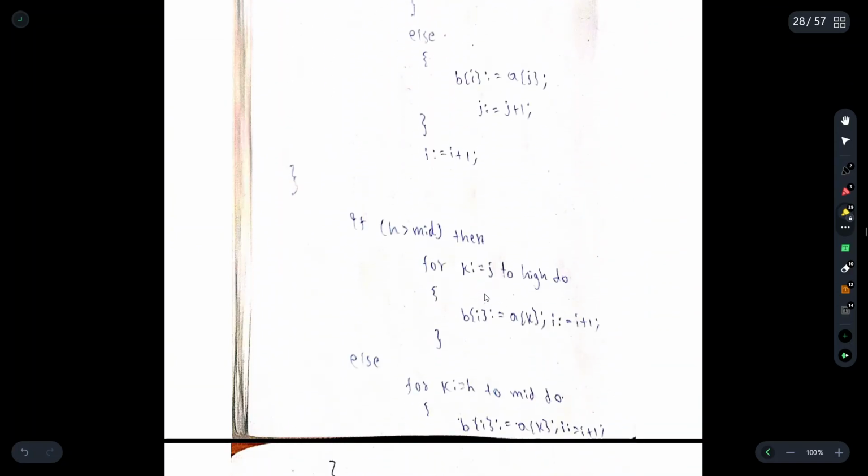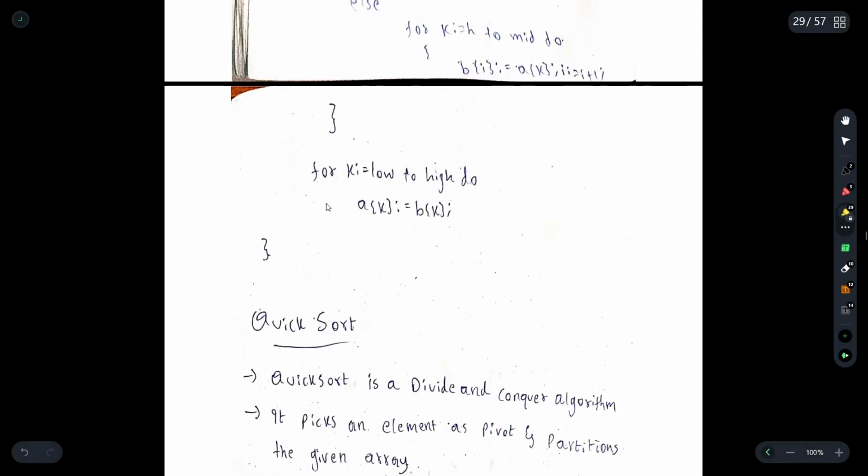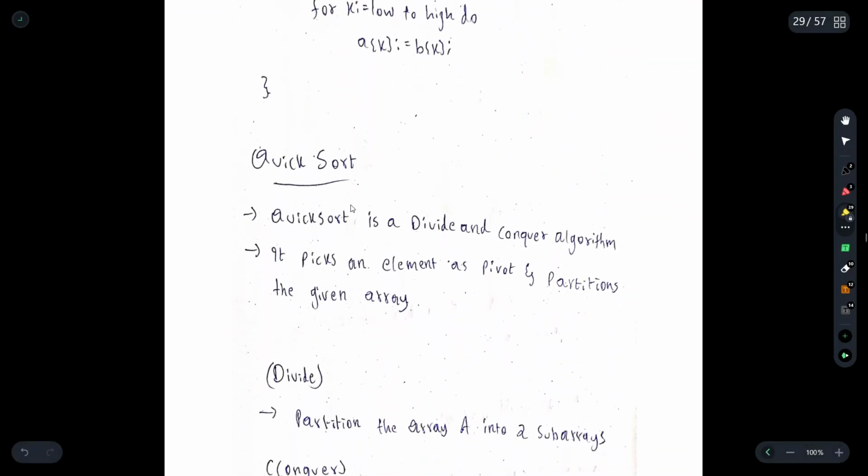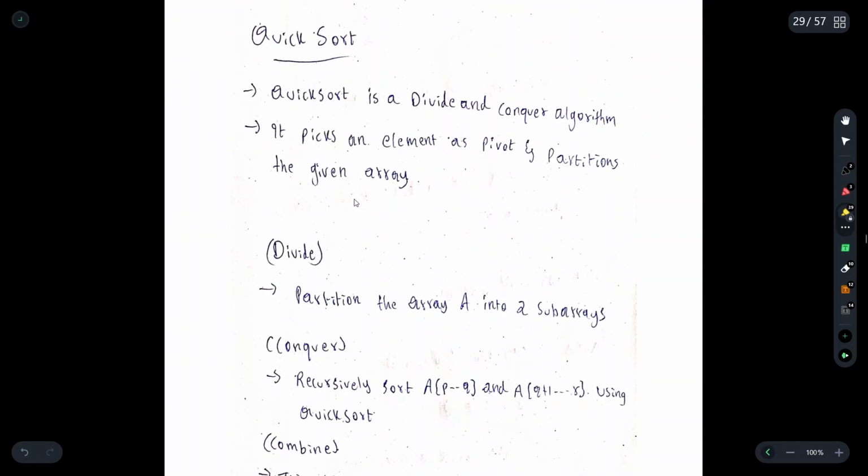So if h is greater than mid, then we will write from j to high, that is, mid plus 1 to high. The values will be added here, and in this way we will work on the algorithm. If you look at it, you will get some clarity regarding that.